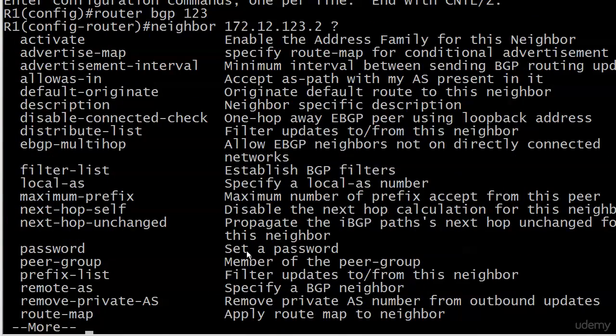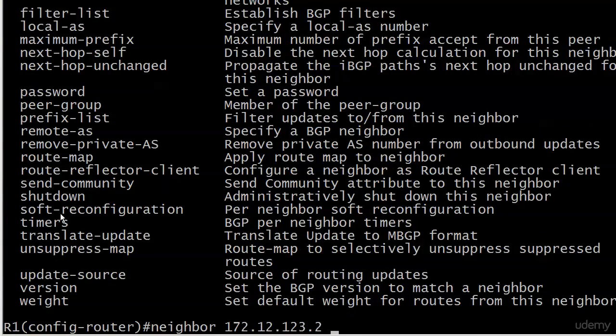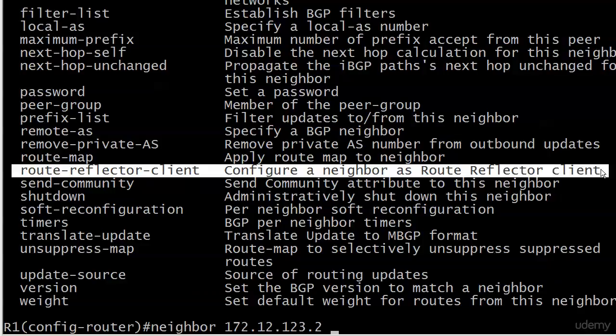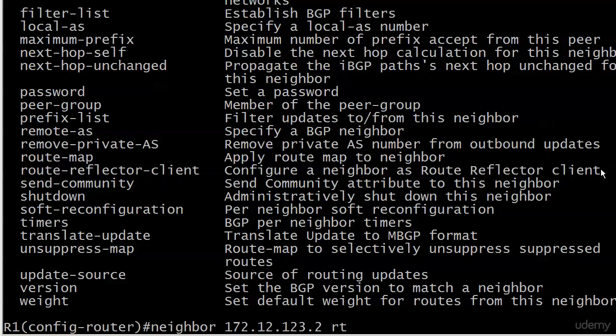And the official long-winded command we need here is route-reflector-client, which the IOS help tells us nicely is to configure a neighbor as a route reflector client. Thank you, Captain Obvious. So let's go ahead and do that. I'm going to type in the entire command, hopefully. Then again, maybe I won't. I need to practice my hyphens.